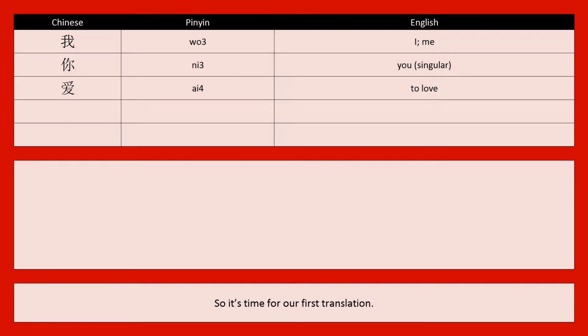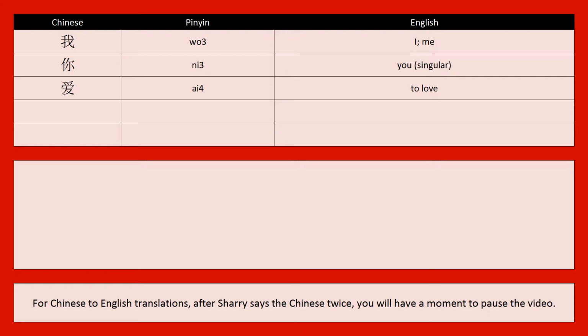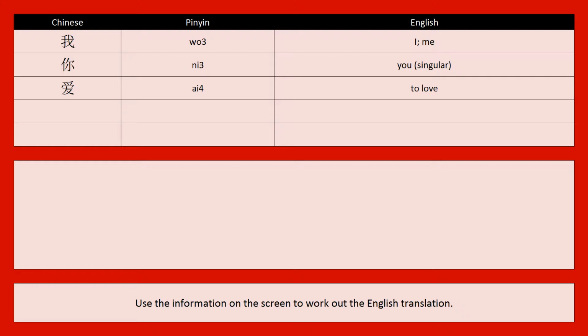So it's time for our first translation. We will alternate between Chinese to English and English to Chinese. For Chinese to English translations, after Sherry says the Chinese twice, you will have a moment to pause the video. Use the information on the screen to work out the English translation. When ready, resume the video and I will give the English translation.